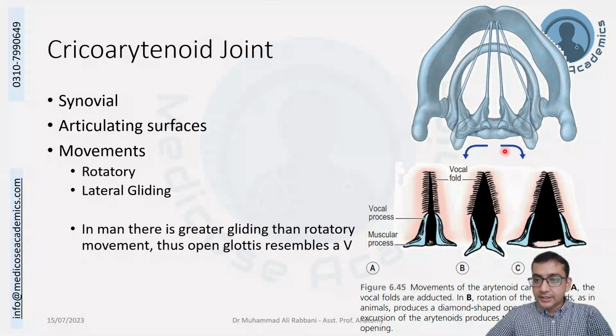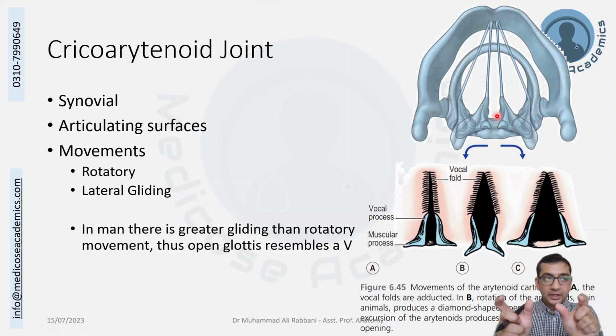The second joint to be discussed is between the cricoid cartilage and the arytenoid cartilage placed on top of it. There are two surfaces, the upper surface on the lamina of the cricoid and the lower surface on the arytenoid. These two surfaces are articulating with one another. It is a synovial joint and it allows for two types of movement. One movement is that the whole arytenoid cartilage slides outside. When it slides outside, you see the distance increasing between them, and it leads to the opening.